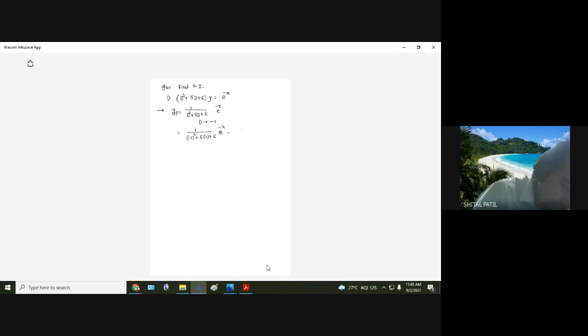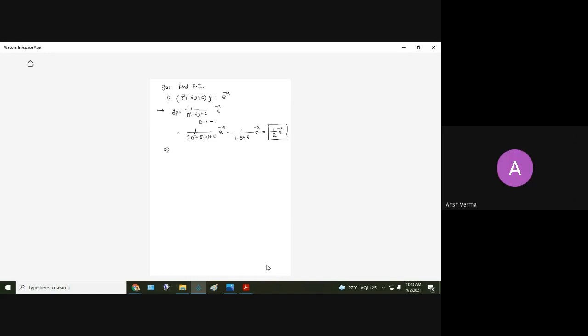Let me simplify it here. So 1 upon 1 minus 5 plus 6. Hope everyone is getting this. So 1 upon 2 e raised to minus x. That much you understood. Formula number 1, we have used formula number 1. Nothing difficult.